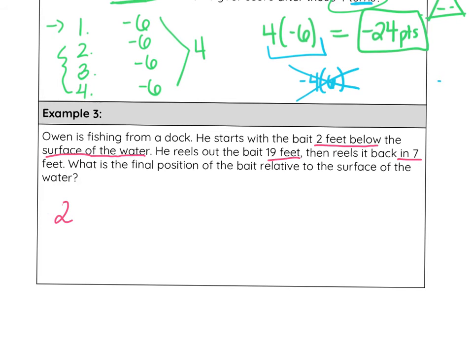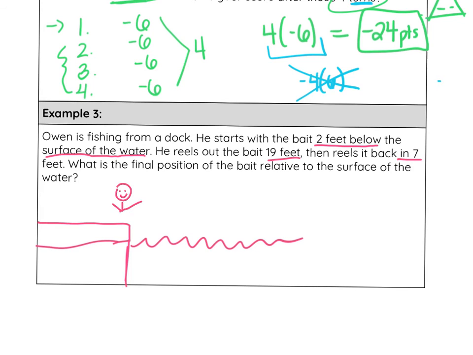Okay, so if we're talking about fishing, let's see, this is my dock. I'll try to draw a picture. Really bad already. That's the water. And I will draw someone fishing. Here's his fishing pole. I don't know what a fishing pole should look like. And here we go. So that's his bait at the bottom, whatever he decides to use. So this is 2 feet below the surface of the water. So if the surface of the water was 0, 2 feet below would be -2.